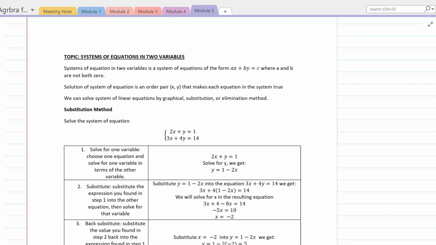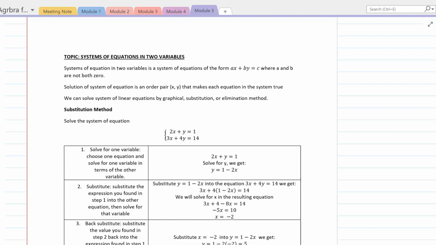Let's talk about systems of equations in two variables. A system of equations in two variables is a system of equations of the form ax plus by equals c, where a and b are not both 0 at the same time. The solution of the system of equations is an ordered pair (x, y) that makes each equation in the system true.